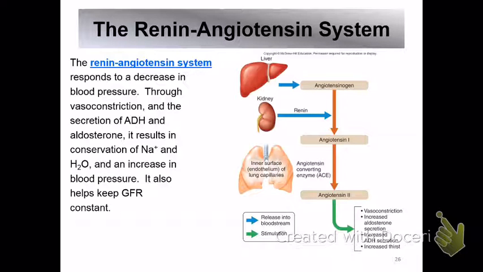Okay, ADH stands for antidiuretic hormone. Antidiuretic hormone. And what that is, it's a hormone that stimulates the nephrons to store water, put water back into the blood. Don't secrete the water, store it in the blood. So it says it results in the conservation of sodium and water and an increase in blood pressure. So if your blood pressure drops, then ADH and aldosterone will be released. Okay, also helps keep the GFR constant.